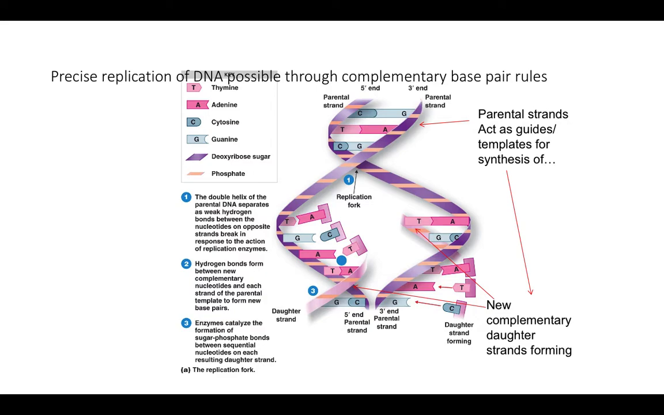So you want to remember that the precise replication of DNA is possible through the complementary base pairing rules, where adenine will form 2 hydrogen bonds with thymine and guanine will form 3 hydrogen bonds with cytosine. It's the complementary base pairing rule that also makes transcription possible. So this is just the overview, guys, of a bacterium getting ready to divide; it has to copy its chromosome. So remember, the model is semi-conservative DNA replication.